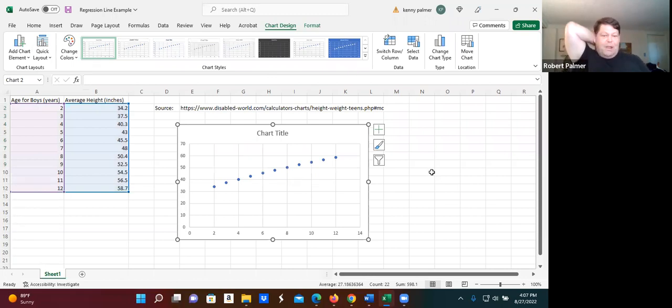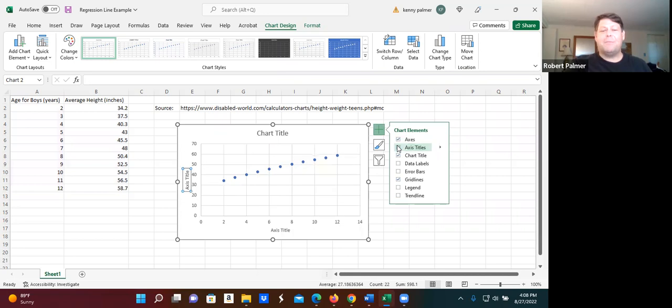Okay, so once again, this plots each one of those data points. This plots that set of data. So for example, for age 2, approximately 34 inches tall, up to age 12, which is approximately 58 inches tall, about 59 inches tall. Now, a good practice to be in, let's go over the plus.